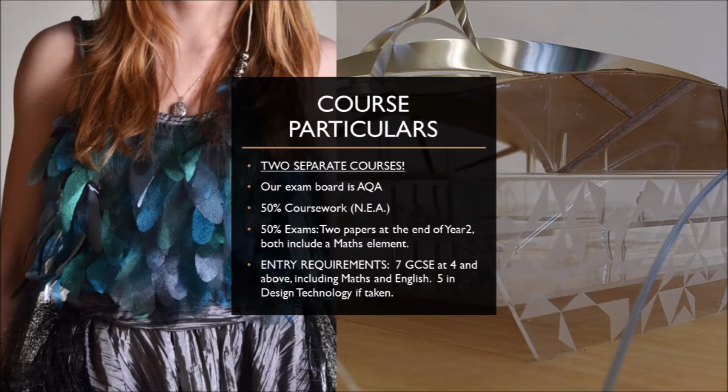The marking for both is made up of 50% of your coursework, so that's all the practical work, and 50% of your exam results. So at the end of the second year, you're going to sit two papers. Paper one will cover the technical principles of the course, so it will be things like materials properties and their applications, health and safety, industrial practice and manufacture. Paper two will focus on the designing and making principles that you've learned. So it would be things like design methods and processes, some design theory, cultural and moral and ethical implications of design, sustainability, that kind of thing.